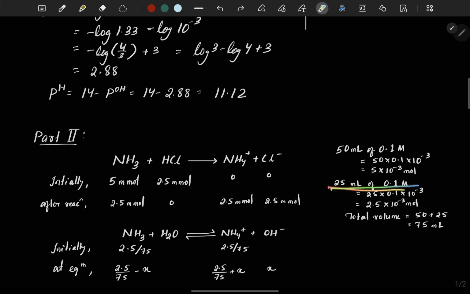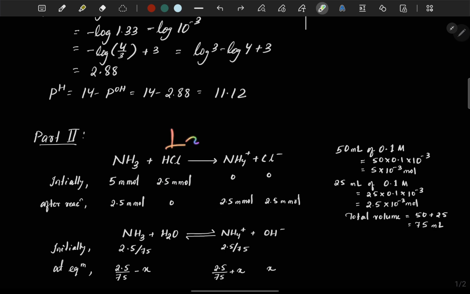Similarly, 25 ml of 0.1 M HCl will be 2.5 into 10 to the minus 3 mole, or 2.5 millimole. So initially the concentration of ammonium and chloride ion will be 0, but after the reaction, you can see the number of moles of HCl is less. So this is the limiting reagent, which will decide the amount of product formed. We all know 1 HCl produces 1 ammonium ion. So 2.5 millimole HCl will produce 2.5 millimole ammonium ion and 2.5 millimole Cl minus ion.